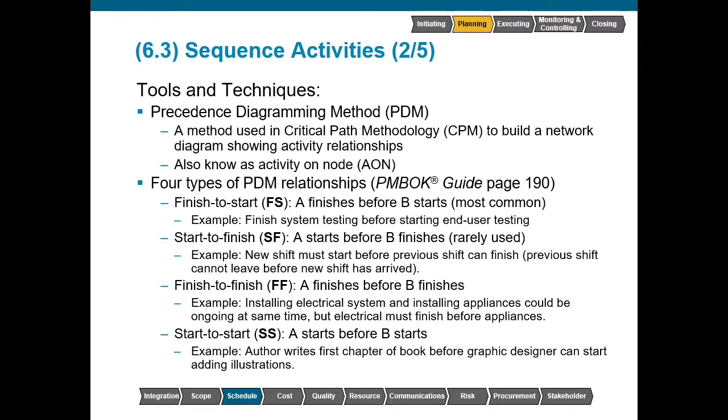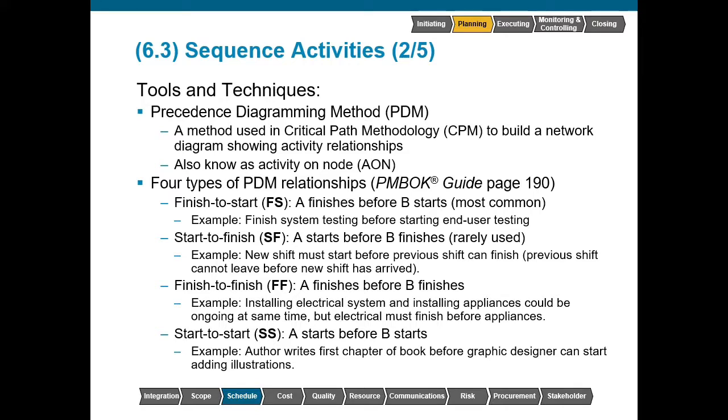A start to finish relationship. This is the most seldom used. This is where one thing must start before another thing is able to finish. If we use the example of a home renovation, we at least have to start framing a wall before we can finish running all the electrical wiring. Otherwise, we'd have nothing to attach it to because it'd be lacking any type of studs.